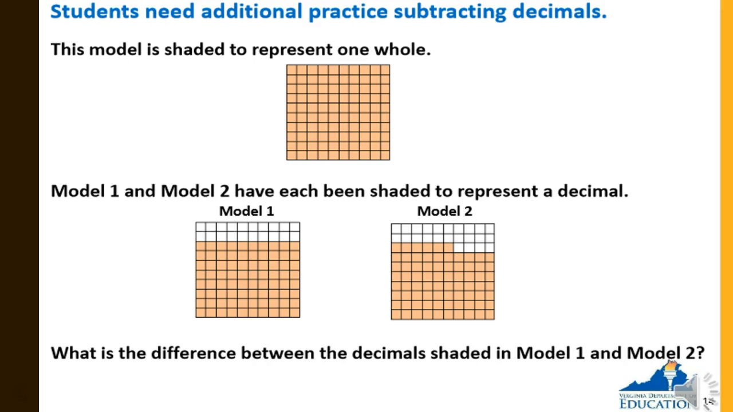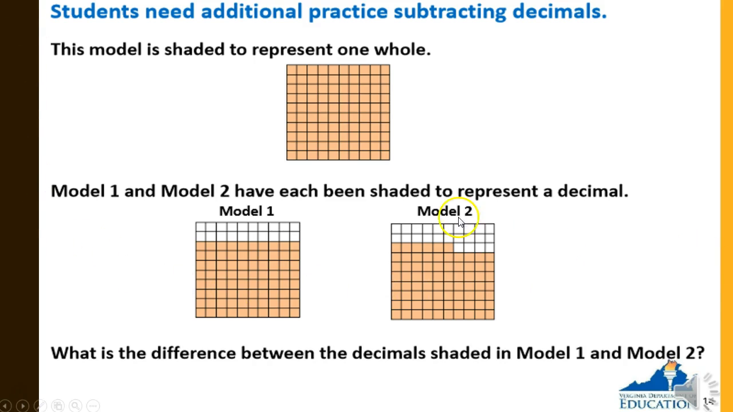Okay, and another type of problem that we really need to cover is subtracting decimals using models. Now, this was something that was sent to us teachers by the Virginia Department of Education. They analyzed the SOL test 2 years ago, and they said, oh, teachers, your students need practice with this. So guess what? That's what we're doing.